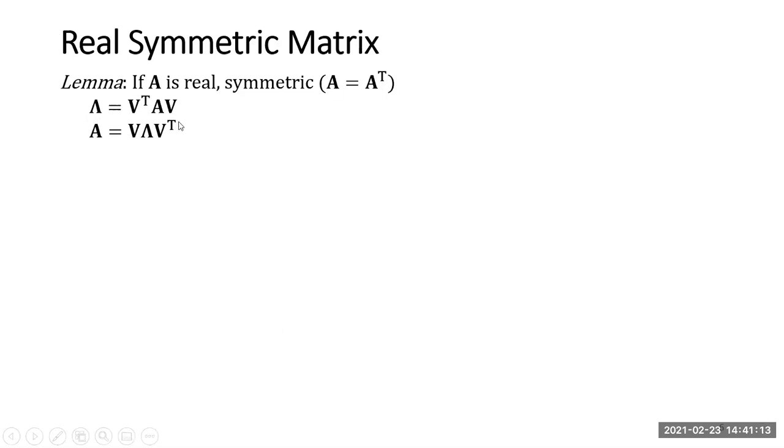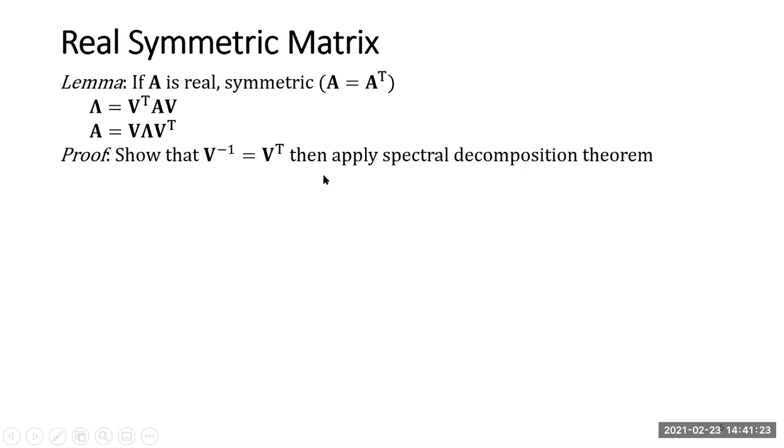So in the symmetric case, I'm replacing V inverse of the earlier spectral decomposition theorem with V transpose in both cases. And so we have to show that V inverse equals V transpose, and then the spectral decomposition theorem will lead to these. Okay, all we have to show is that V inverse equals V transpose.